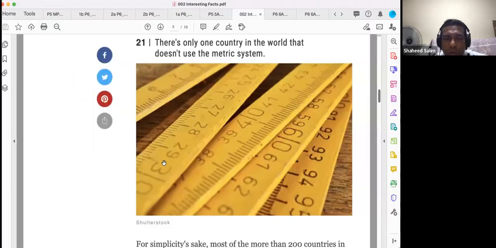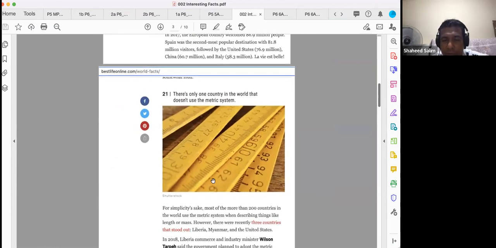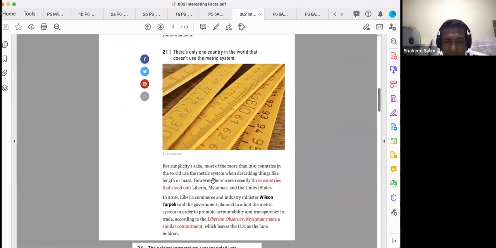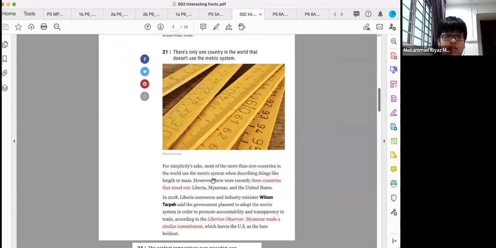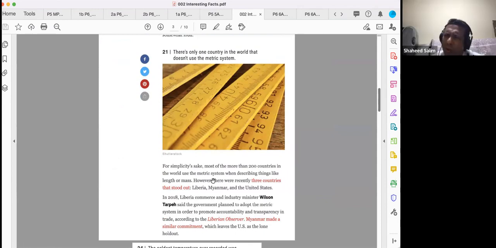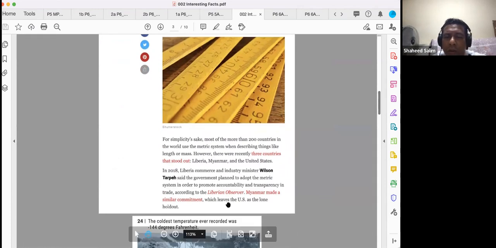So what do they use? They use inches, feet, pounds. 1 kg is 2.2 pounds. Miles. We use kilometers, they use miles. 1 kilometer is about 0.6 miles. So the only country in the world that doesn't use the metric system is the US.